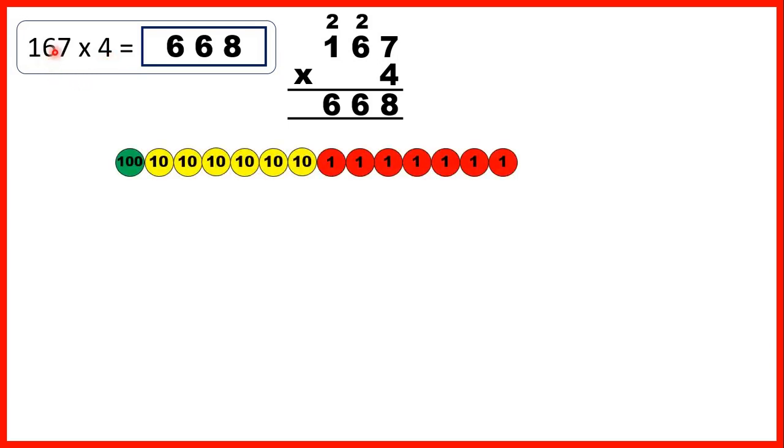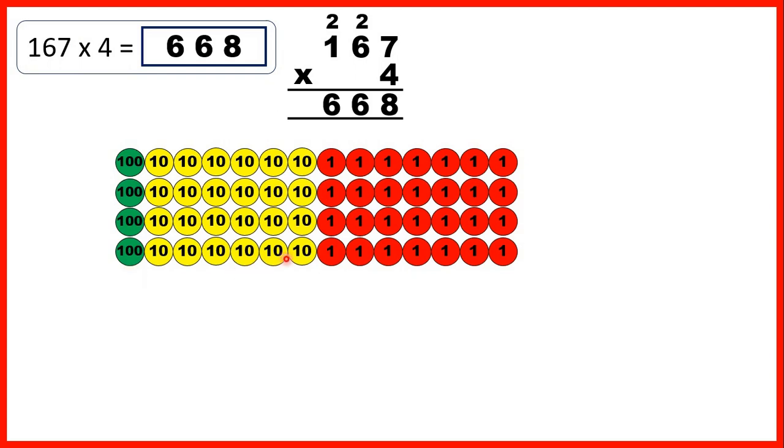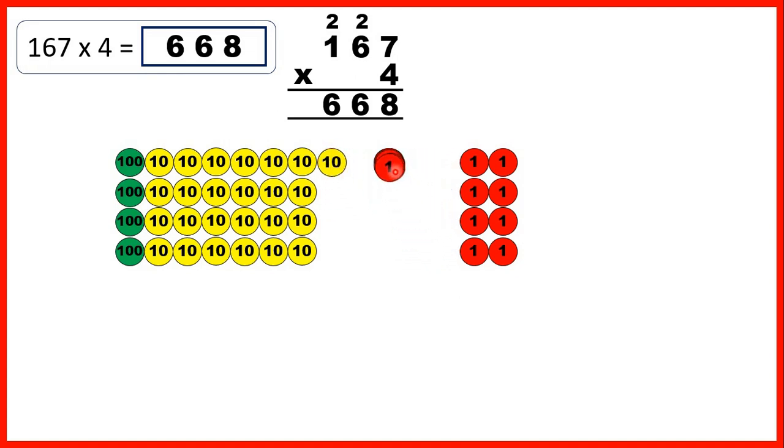So to understand why this method works, let's take a look at this first question again. We had 167, so that's 100, 6 tens, and 7 ones. We were multiplying by 4, so we can show 167 4 times. Now we have 28 ones, but we can regroup 10 ones and make 1 ten. And when we do that, we now have 2 tens and 8 ones. That's why we write 2 above our tens column, because we've made 2 tens, and 8 as the ones digit of our answer, because we have 8 ones.